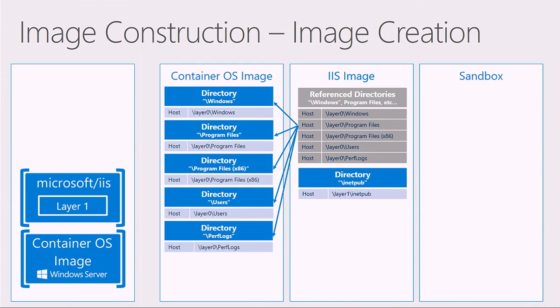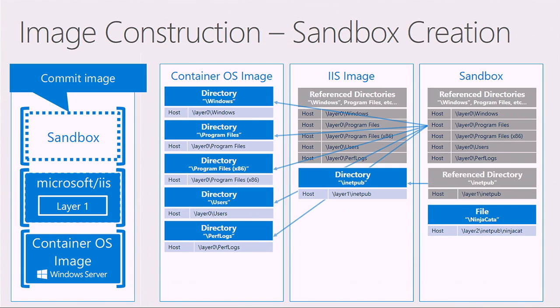So why is this important? Well, I don't really just want an IIS server. I want an IIS server with something cool inside of it, something like NinjaCat. And so if I create a new sandbox off of that IIS image, now I can copy in my NinjaCat website. And again, these files just live in the sandbox.